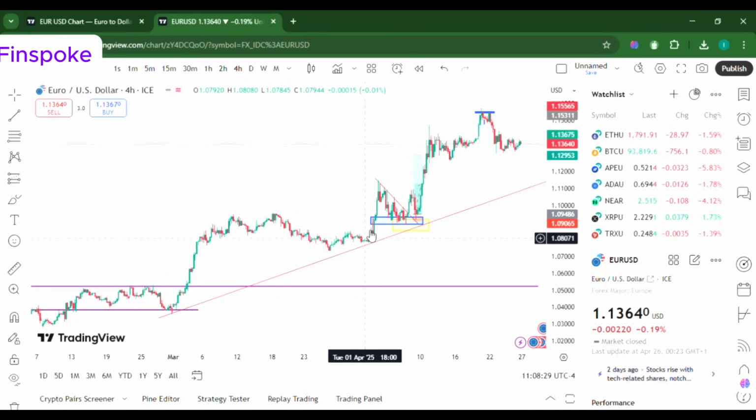There was a zone. It flipped a zone here. So when I saw it coming down, I waited. I waited to get this pin, this indecision candle, this doji candle that you are seeing here. I waited to get it, and this is the retest. I hope you can see this is the retest of it.